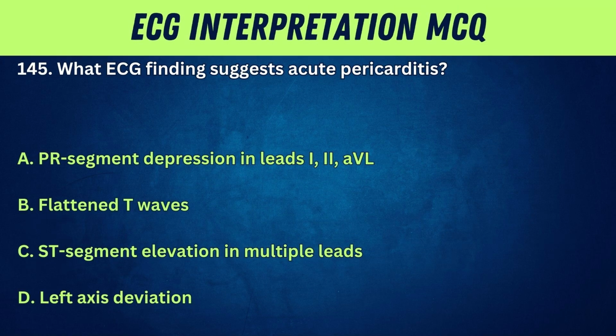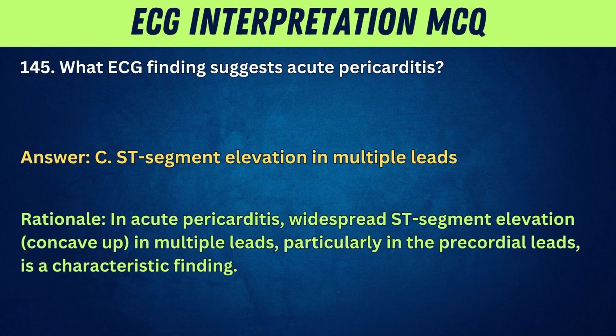145. What ECG finding suggests acute pericarditis? A. PR segment depression in leads I, II, aVL. B. Flattened T waves. C. ST segment elevation in multiple leads. D. Left axis deviation. Answer: C. ST segment elevation in multiple leads. Rationale: In acute pericarditis, widespread ST segment elevation, concave up, in multiple leads, particularly in the precordial leads, is a characteristic finding.